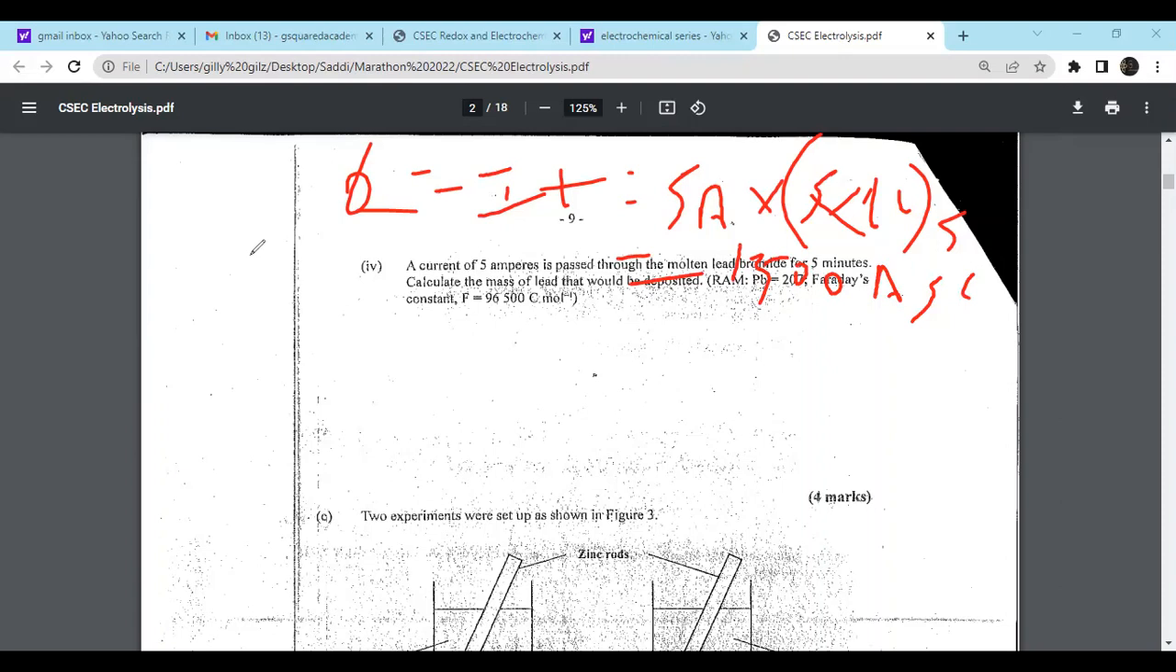So how do we, yes, go ahead. I'm not seeing seconds in the what is the statement? So how do we know, sir, that you convert from minutes to seconds?